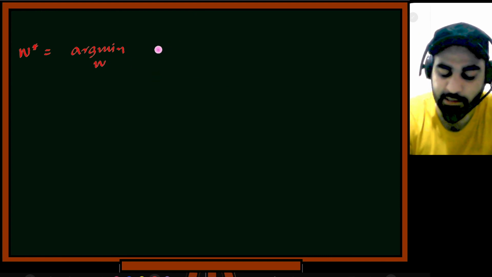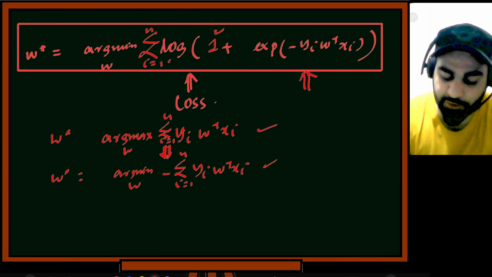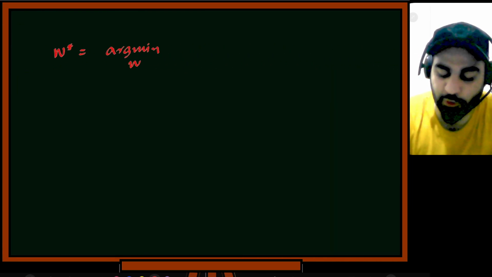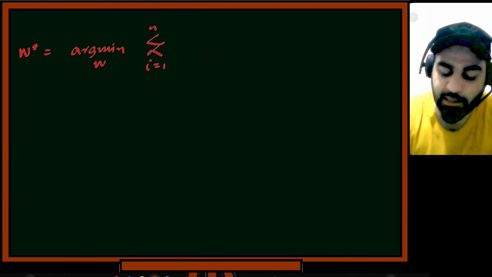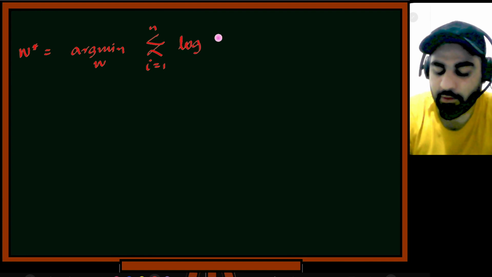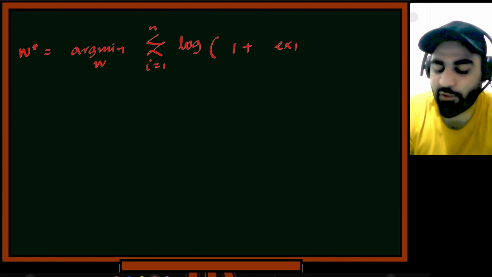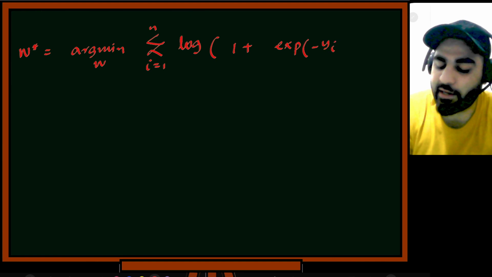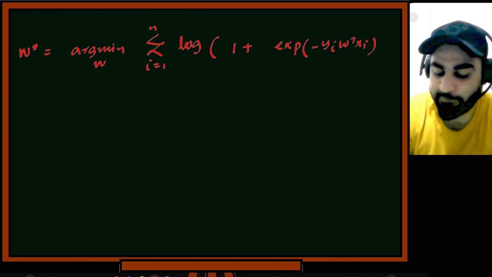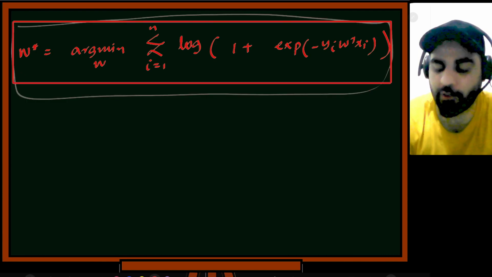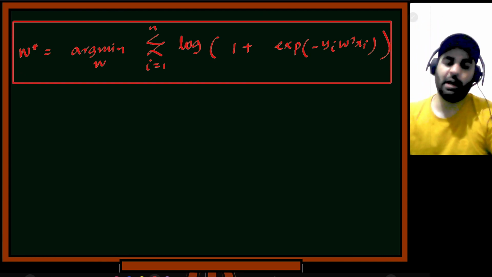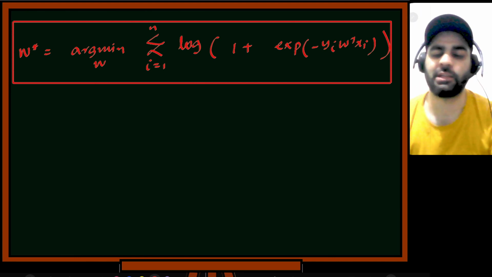You have to minimize log of this. Take summation over all the points from i is equal to 1 to n. These are all the points, and then take log of 1 plus exponent of minus yi w transpose xi. Okay, so this is the optimization function for logistic regression. Now we'll see the problems with that, and we'll have to see overfitting, underfitting.